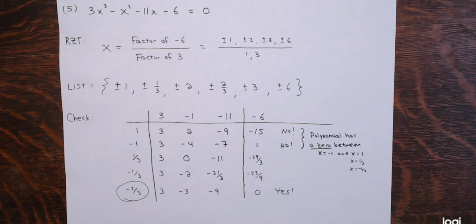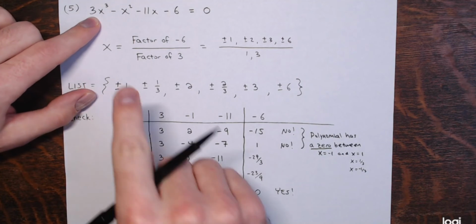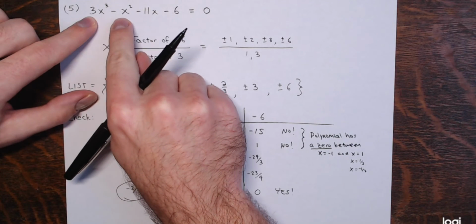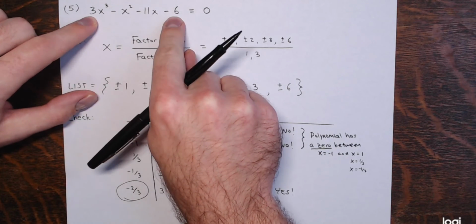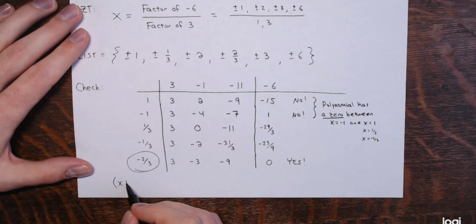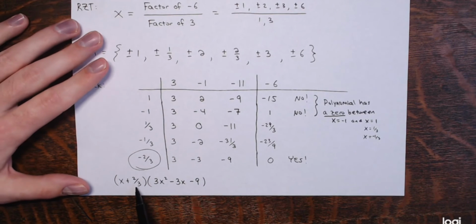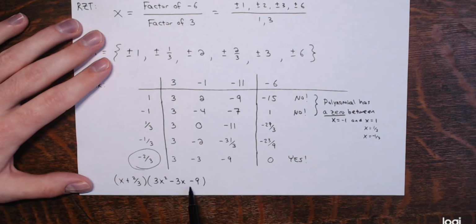So now I can use this to factor the polynomial. So instead of 3x cubed minus x squared minus 11x minus 6, I can rewrite it this way as x plus 2/3 times 3x squared minus 3x minus 9.